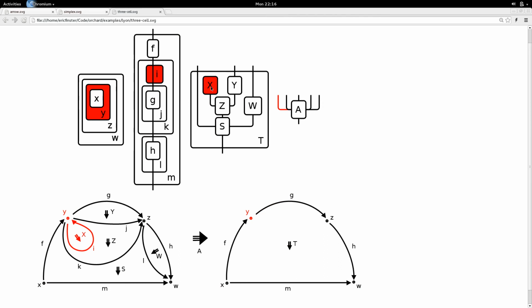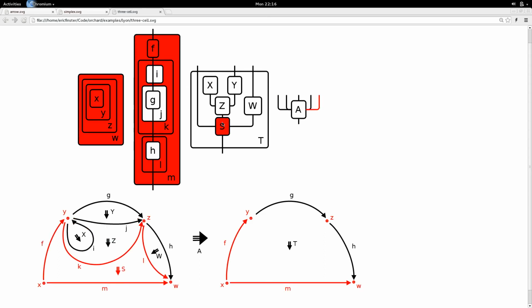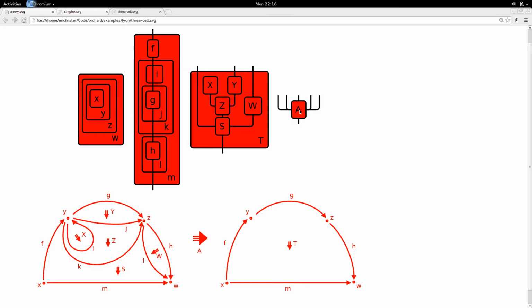So if I highlight a particular cell X, it's the two-dimensional space filling in that loop. Z is the two-dimensional space in that sort of curved, twisted triangle there. S is the two-dimensional space connecting those three inputs. And finally, A is the three-dimensional space, as I mentioned before.